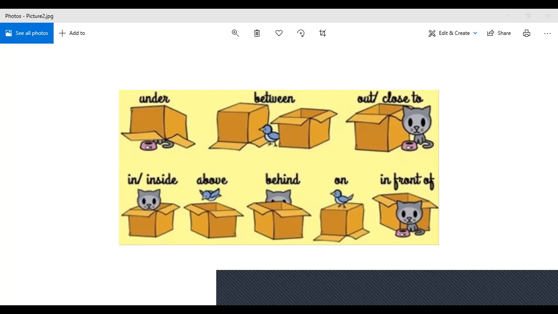Then we have on. Now this bird is sitting on the box. The word on is also used to tell the position of something, okay? And the next one is in front of. Now, like the word behind is used when something is hidden, in front of means when something comes in front of something, at the face of something. Now this is another word and this is also telling us about the position of something, right? Okay.